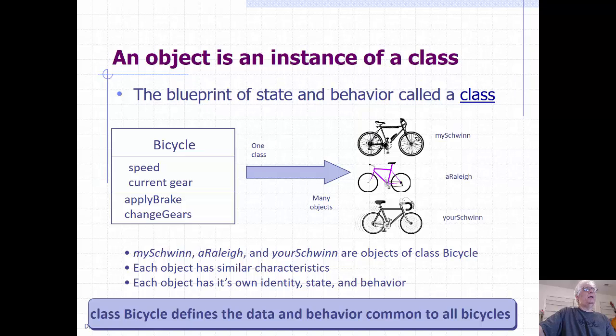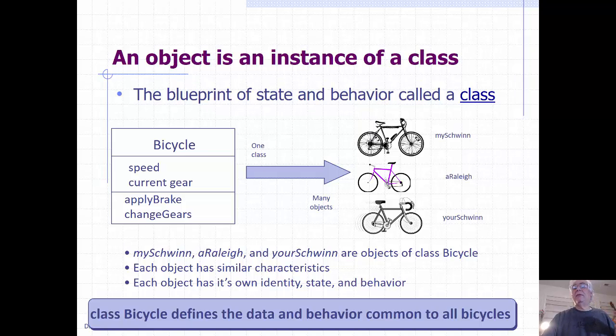So here we have one bicycle class, and we have many objects. So we have one class, many objects. Note that they're not identical. They may have common state and common behavior, but not every aspect need be the same. Notice that they all do have.